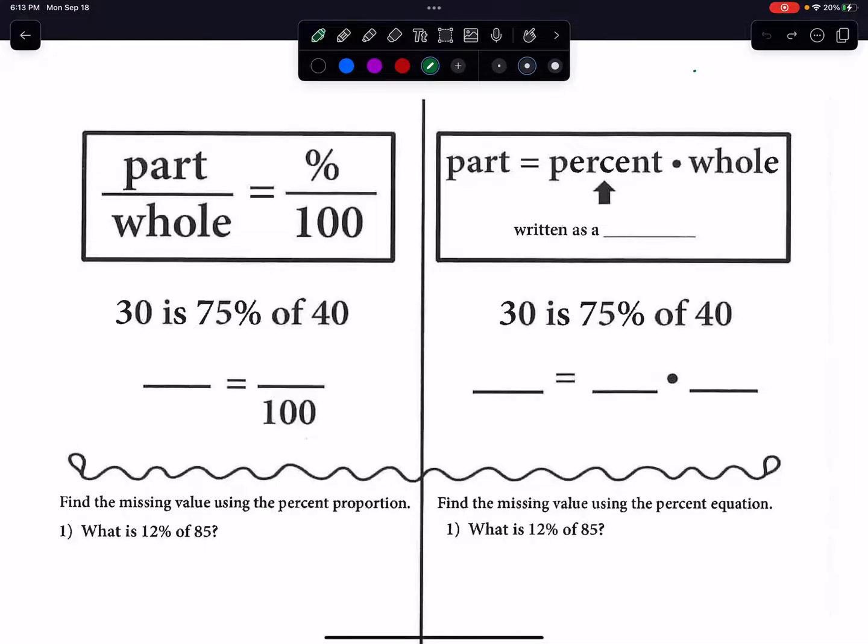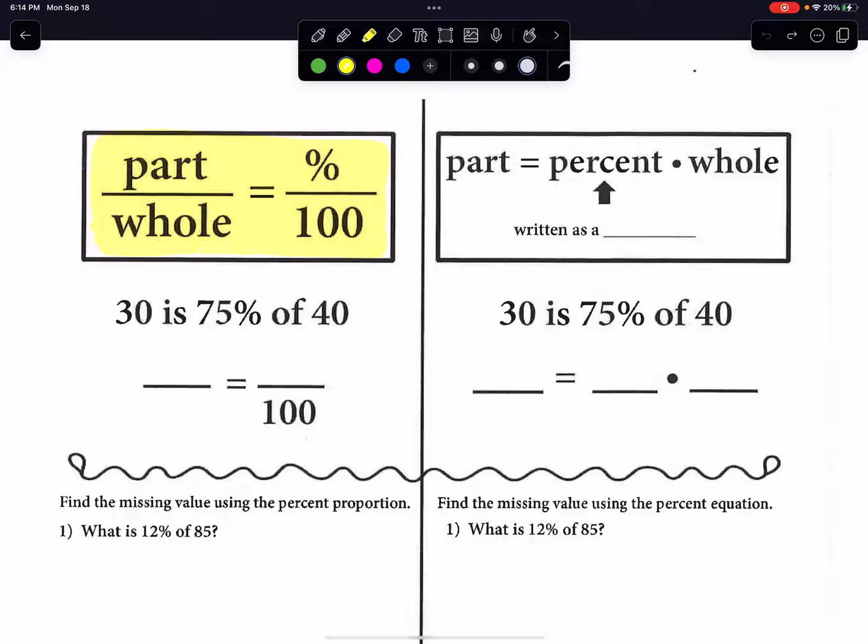Okay, today we're going to be talking about finding the percent of a number. And we're going to do that using two methods. The first is going to be proportions. So we know all about solving proportions from Module 1. We are going to be setting up a proportion that looks like this. So we're going to be setting the part over the whole equal to the percent out of 100.